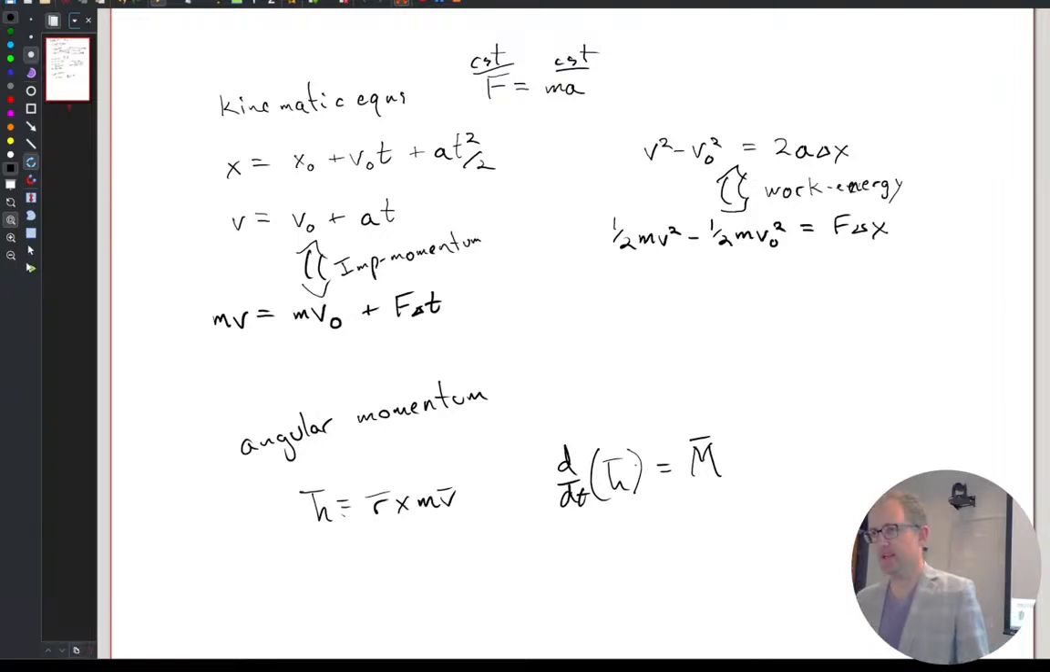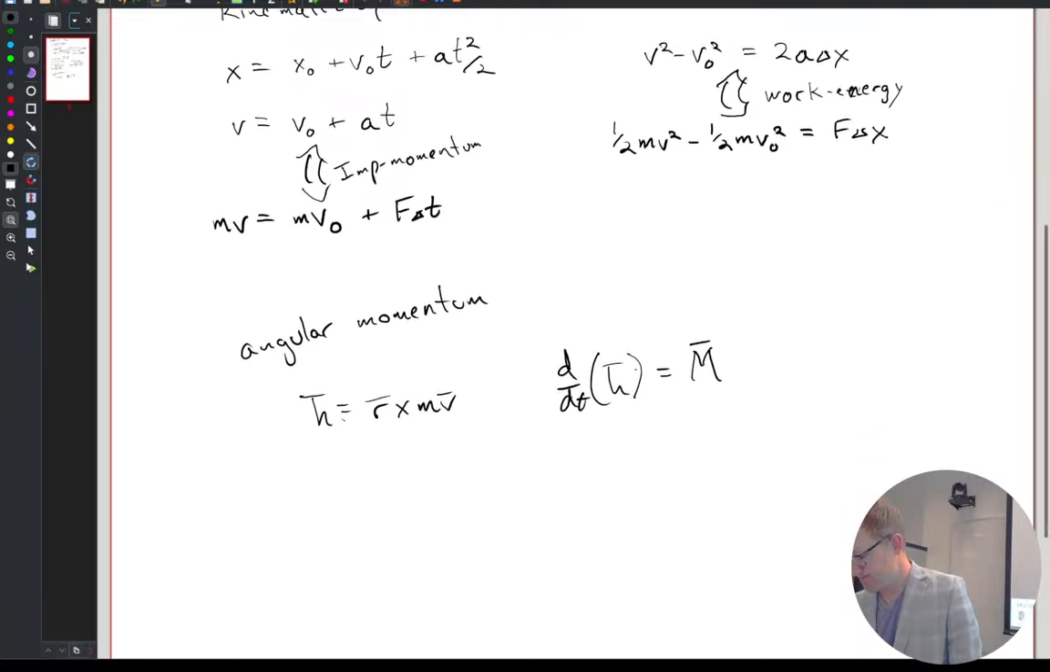Yeah, the change in angular momentum is whatever applied moment there is. And we looked at the case when h was 0, and then also from another perspective.